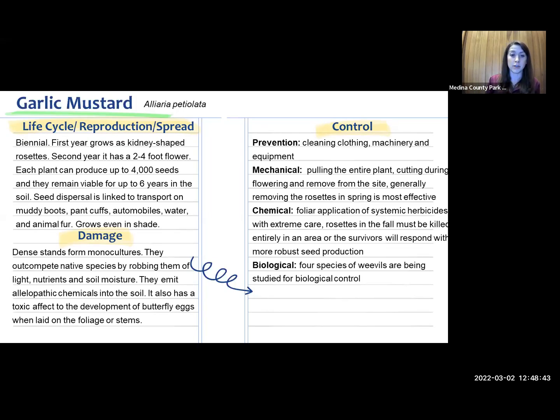In large areas where it's a problem, chemical application can definitely be an option. And then, interestingly enough, they're studying four different weevils to see if those could be possibilities for biological control.